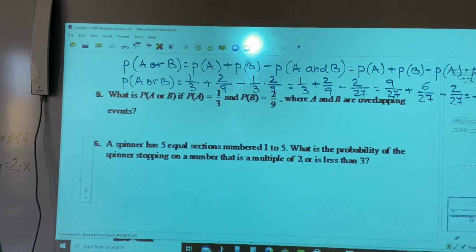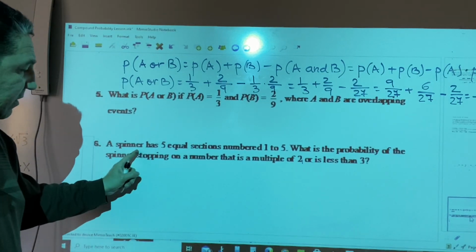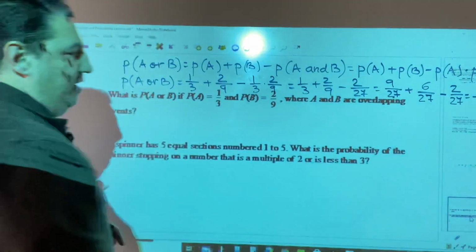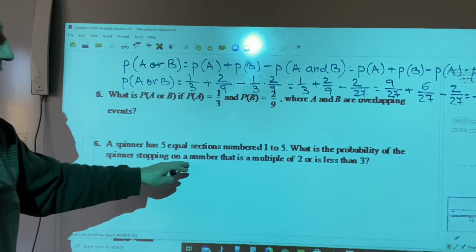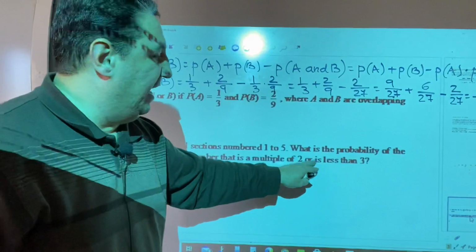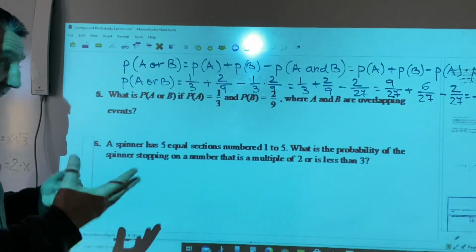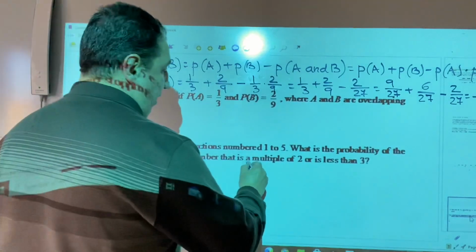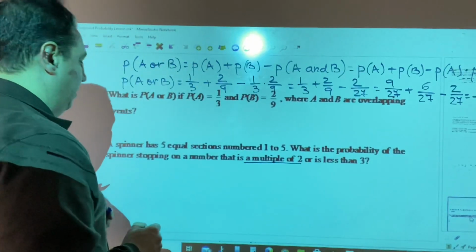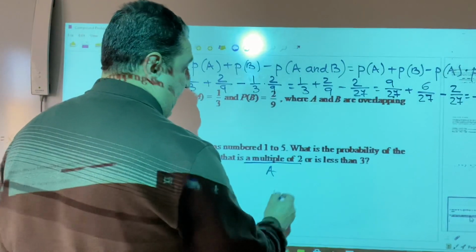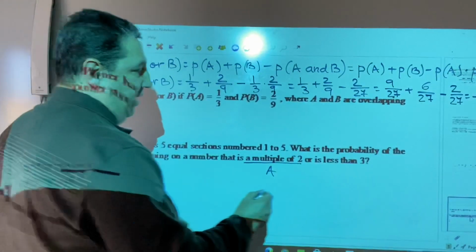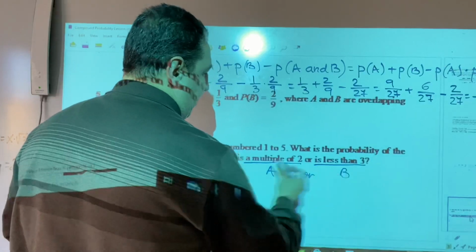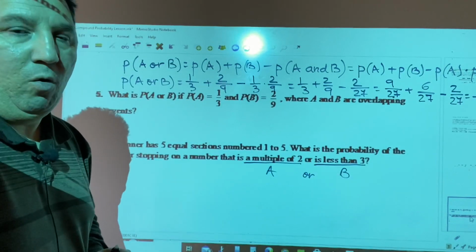Now, another example. It says a spinner has 5 equal sections numbered 1 to 5. What is the probability of the spinner spinning on a number that is a multiple of 2 or is less than 3, right? Again, we have 2 events. The first event is getting a multiple of 2 when you spin the spinner, right? This is A. And the second event is getting a number that is less than 3, right? And as we can see, these events are related by the word OR.